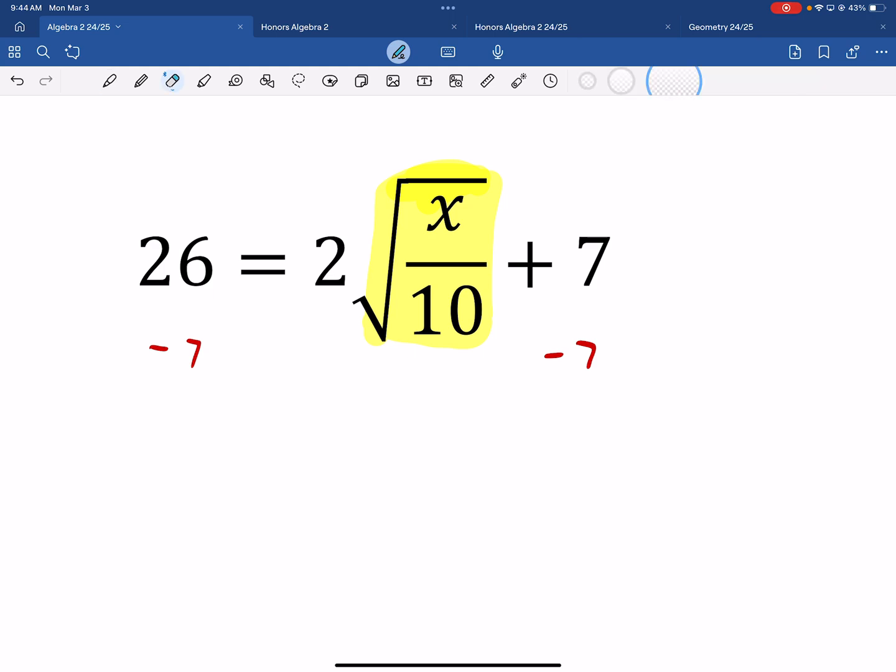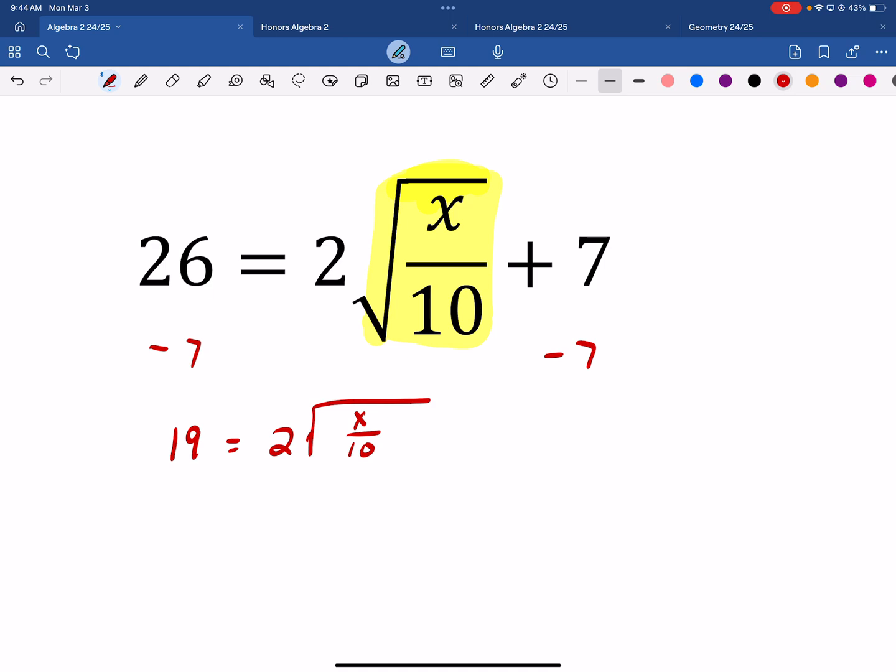Yuck. So that's 19. So 19 equals 2 times the square root of x over 10. It's not going to be a whole lot of fun, but we'll be fine.